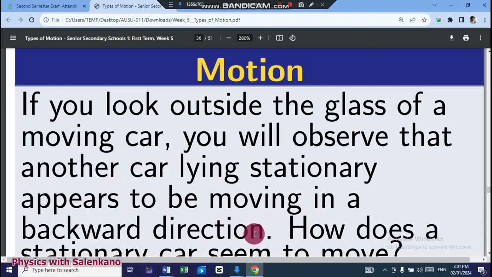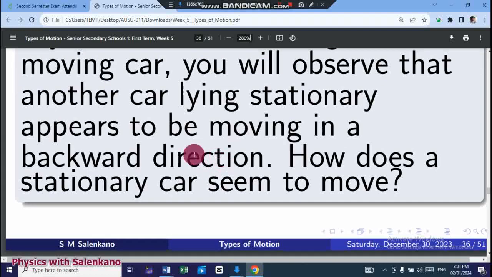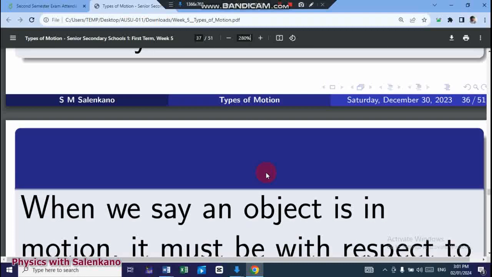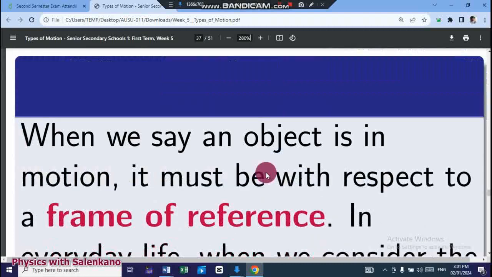You are in a car, the car is moving with you in a particular direction, you stand up and look backward, you look at the glass, and you see a car that is at rest, but that car appears to be moving in the opposite direction, backward. How does a stationary car seem to move? This is the idea behind relative motion.